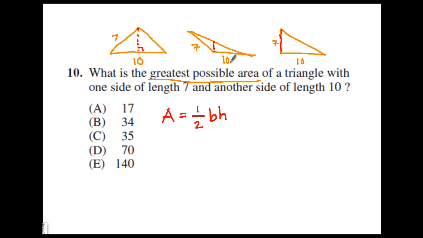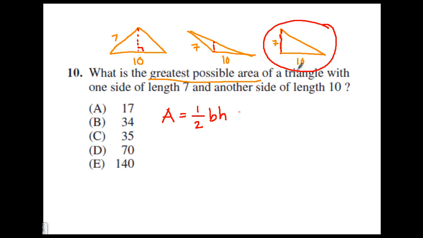Now, which among these three scenarios will give us the longest possible height? Notice that if this side length is 7, then this height should be less than 7 because this is inclined. Also here, this height should be less than 7, whereas the height here is exactly 7. So among these three different scenarios, it is this third option that maximizes the possible height that we are going to use for this formula.